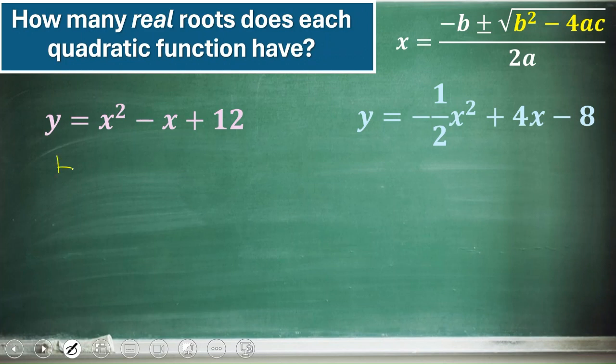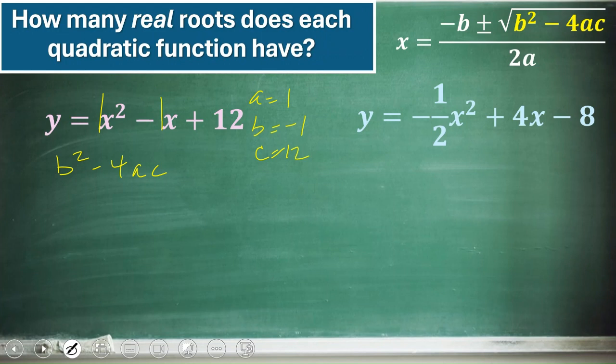So I'm going to start with my first problem over here, and I'm going to write my discriminant. And I always think it's a good idea to write your values of a, b, and c. So in this case, a is 1. Remember, if there's not a number in front of your variable, it's always a 1. In this case, this negative has a hidden 1. So b is -1 and c is 12.